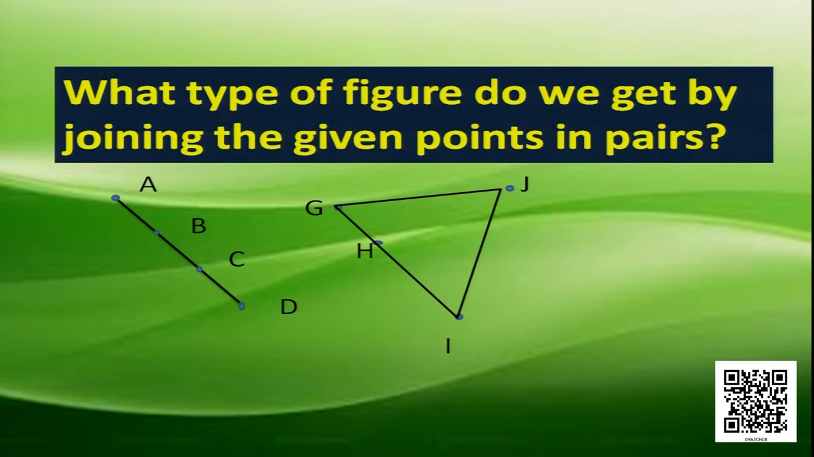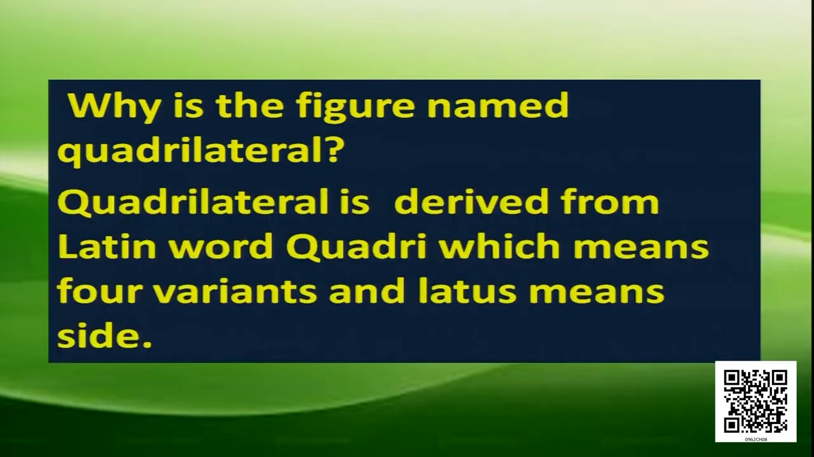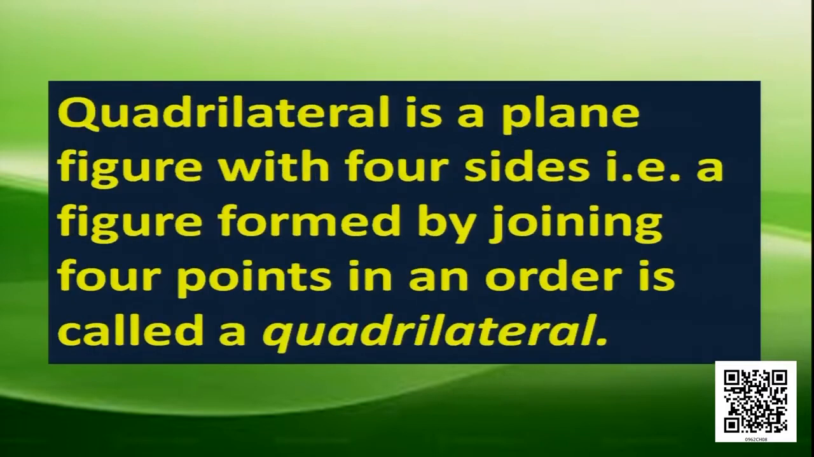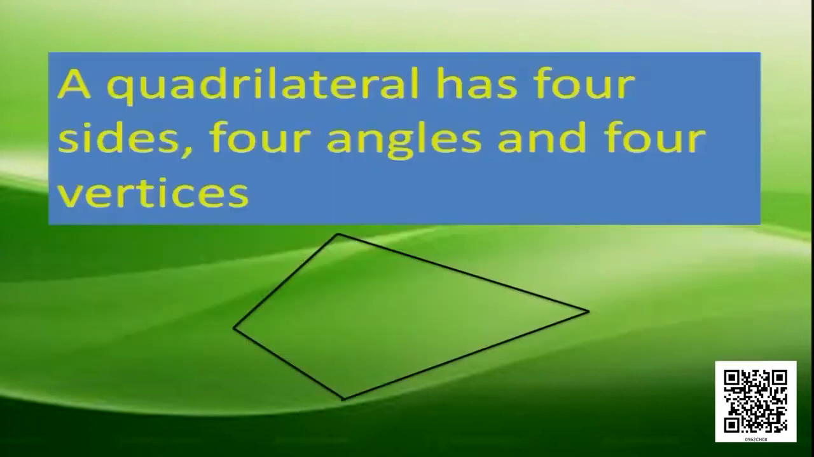But if the points are not in a straight line, that means no 3 points are on a straight line, then we get points like this. In this case, if we join them pairwise, we will get a quadrilateral. Why is such a figure named a quadrilateral? Because quadrilateral is derived from the Latin words quadri, which means 4, and latus, which means sides, that is, any figure with 4 sides. So a quadrilateral is a plane figure with 4 sides, that is, a figure formed by joining 4 points in order is called a quadrilateral.